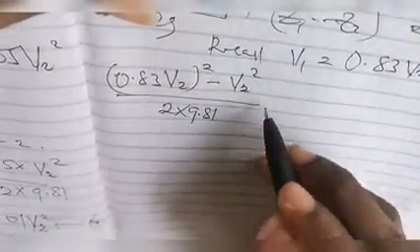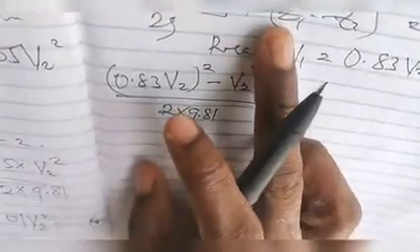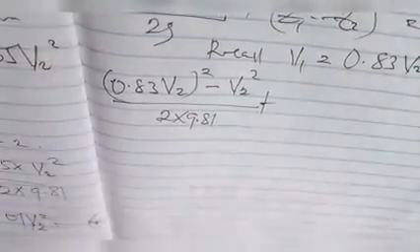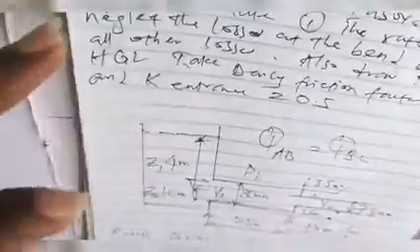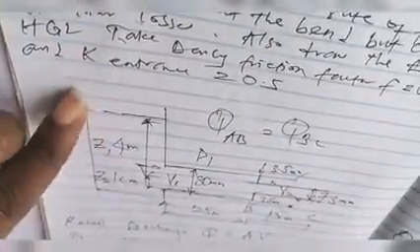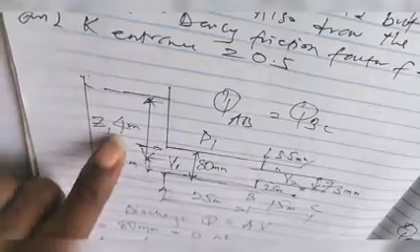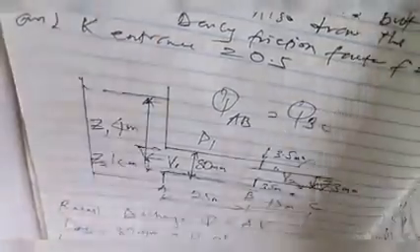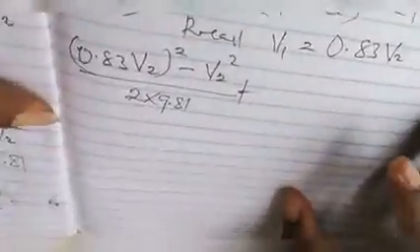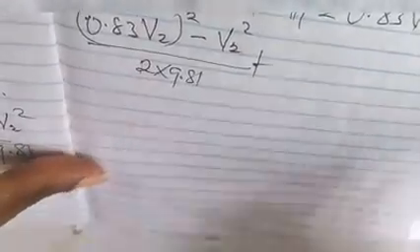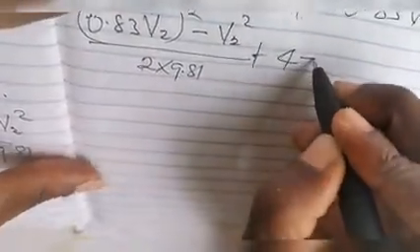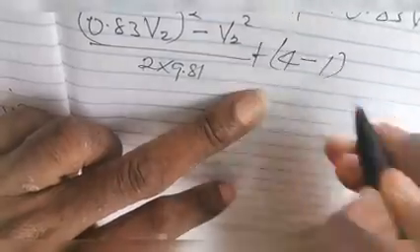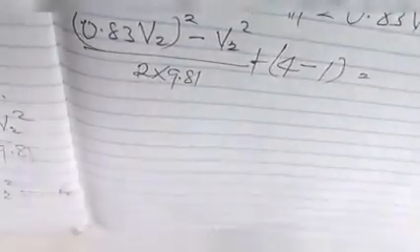Plus, now take note, Z1 represents the surface level at pipe A and the center line of the fluid, which was indicated in the diagram. I said it earlier, Z1 is 4 meters and Z2 is 1 meter from the diagram. So we have to indicate that there. So in place of Z1 is 4, minus Z2 is 1. And the whole of this is equal to the sum of the entire losses.